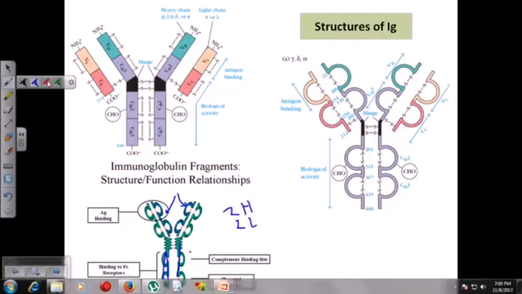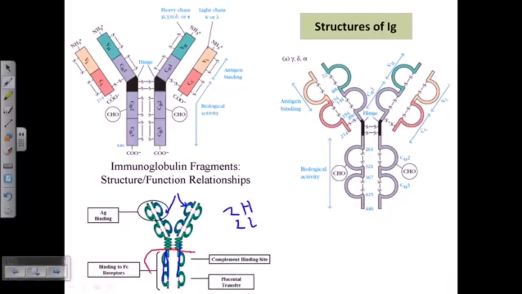so let me change the color. So here it is. Using this bottom part, it actually binds with different receptor molecules on the surface of different types of cells inside our body. Okay. And in this FC region there are two different parts. One is a part for placental transfer, another one is a part for the complement binding site.